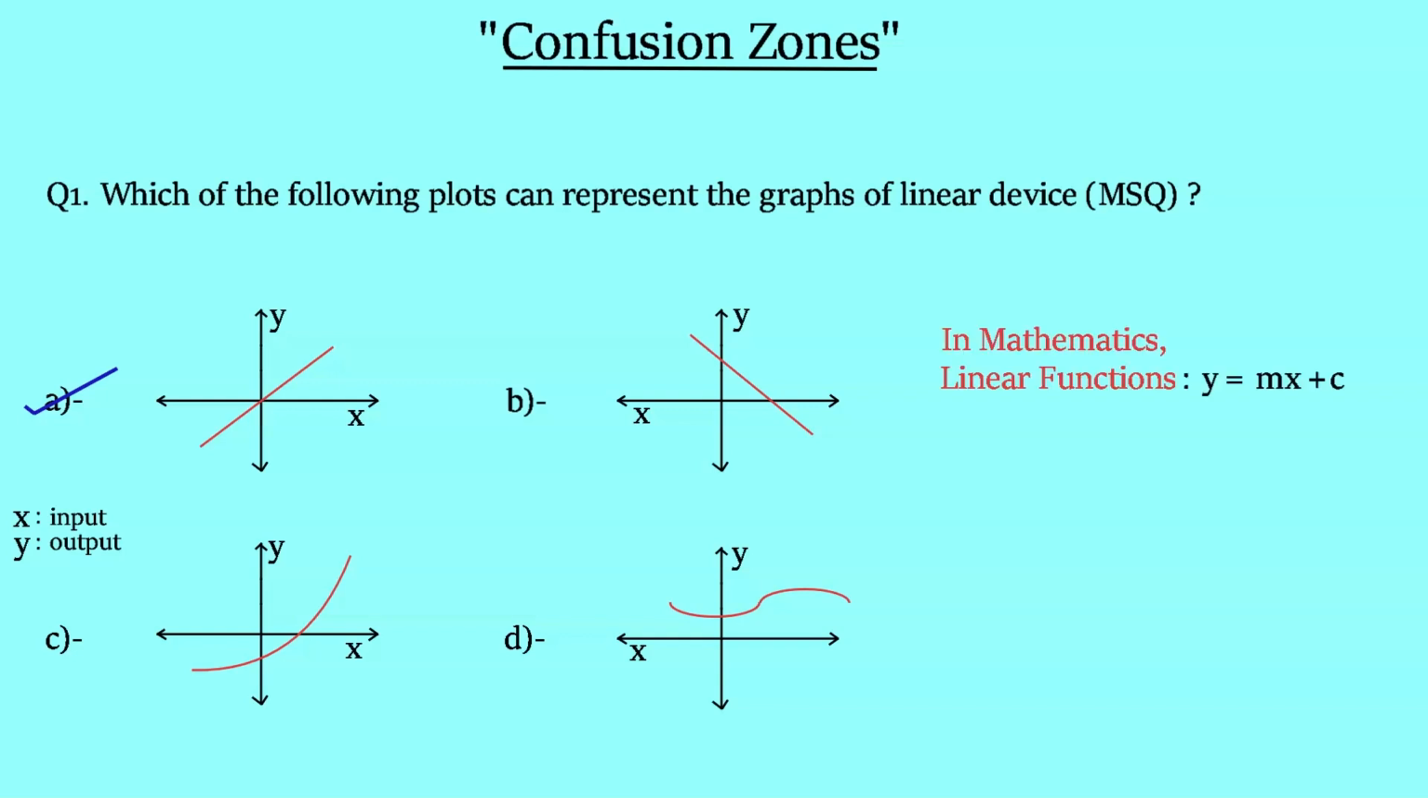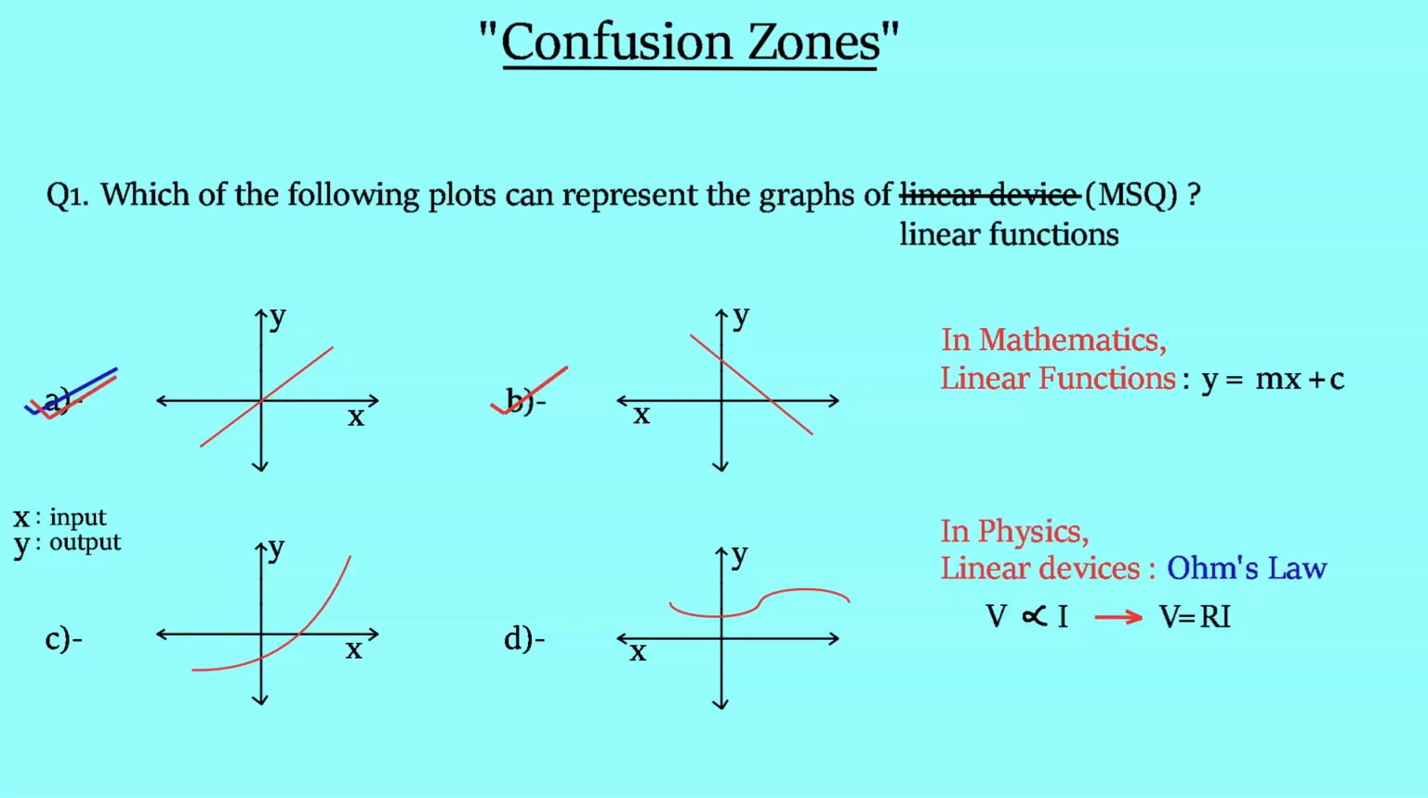In mathematics, we know the graph of a linear function is of the form y is equal to mx plus c. If the question had considered a linear function instead of a linear device, then this question would be purely of mathematics and both options A and B would be correct. But the term used in the question is linear device, making this question one of physics.